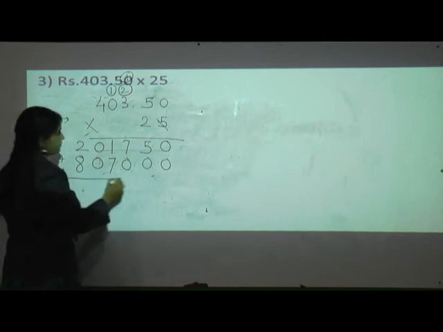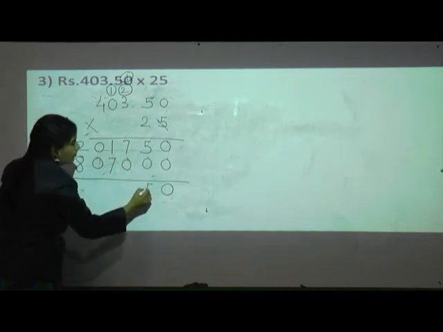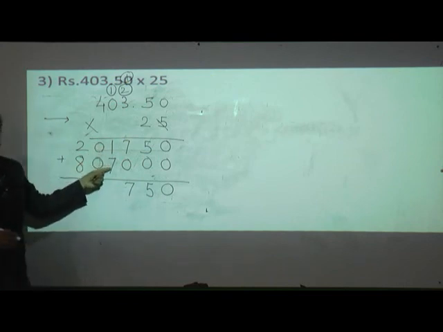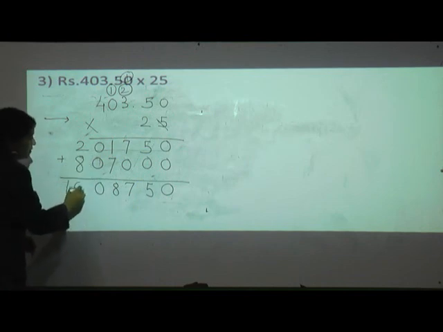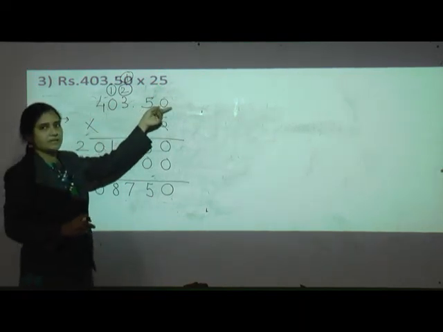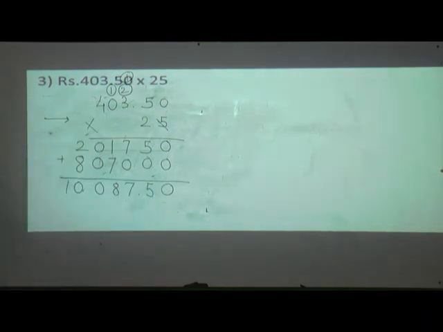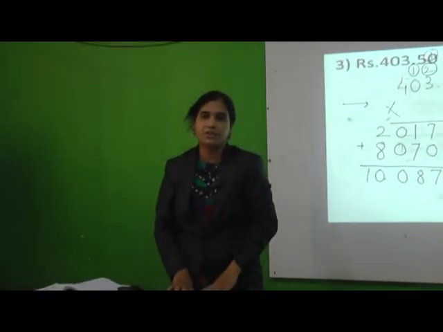So students, add it. 0 plus 0, 0. 5 plus 0, 5. 7 plus 0, 7. 1 plus 7, 8. And here 0. And here will be 10. Now where to give the point, students? Yes, here 2 decimal places. So that's why here also give the point. Students, in this way today we have studied about addition, subtraction and multiplication of money.